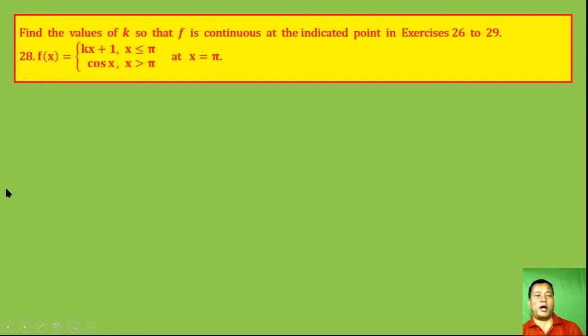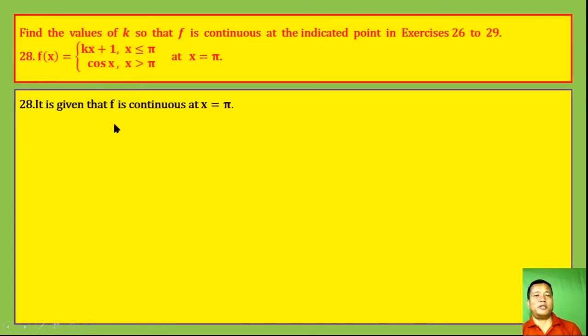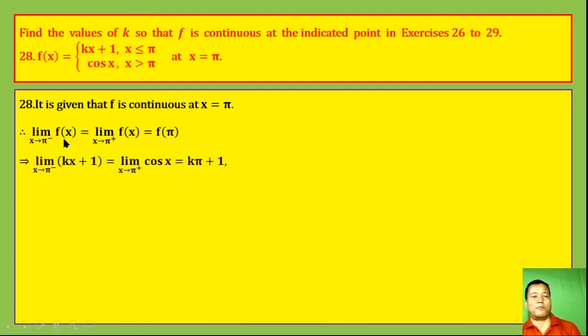Question number 28. It is given that f is continuous at pi. Therefore, left limit at pi equals right limit at pi equals f of pi. Their respective values are given by k x plus 1 and cos x at x equals pi. Since we get a polynomial in x, it is already continuous. Therefore, k equals minus 2 by pi.